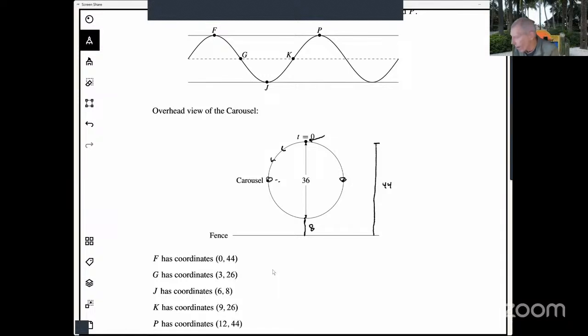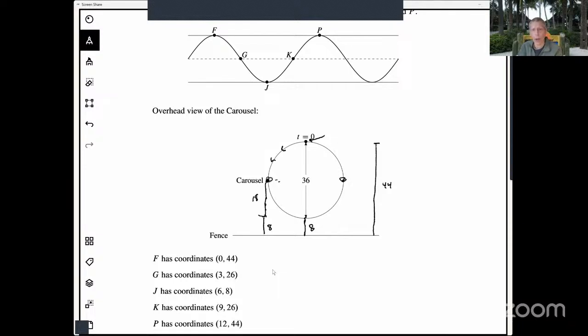So I think that F has the coordinates 0, 44. Now remember, this makes one complete cycle in t equal 12 seconds. So I'm going to cut that in fourths. So let's see, right here at time t equal 3, what's that distance? Well, this distance from here to here is going to be what, 18? And then I've got another 8 over here. So that's going to be 26. So at time t equal 3 seconds, the y coordinate is 26.